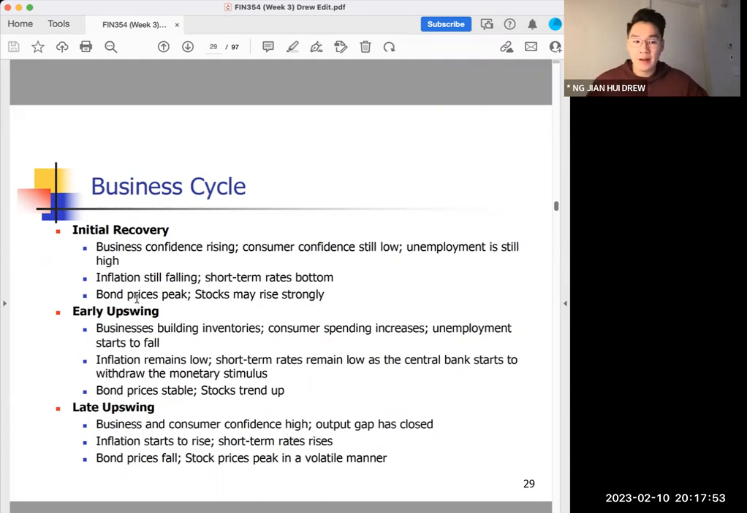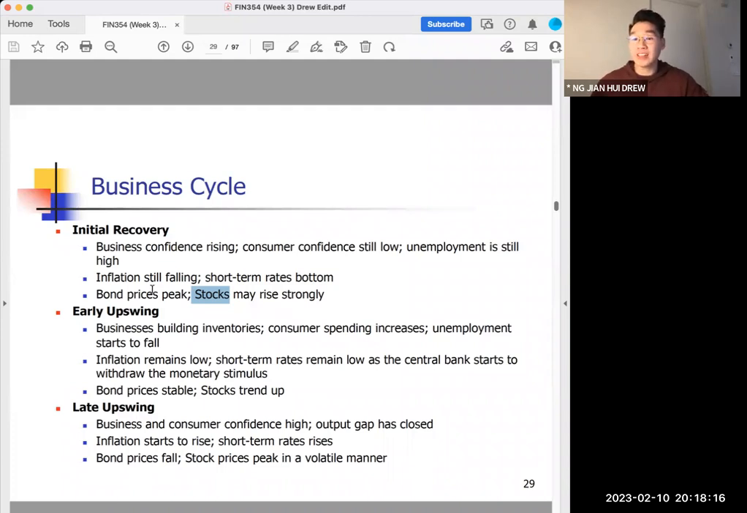All right. Bond prices peak, and stock prices rise strongly in the initial recovery. So in case your market expectation is that we are in the initial recovery, then you should recommend your client to quickly purchase stocks, right? Because you know that stocks will increase sharply in the future.